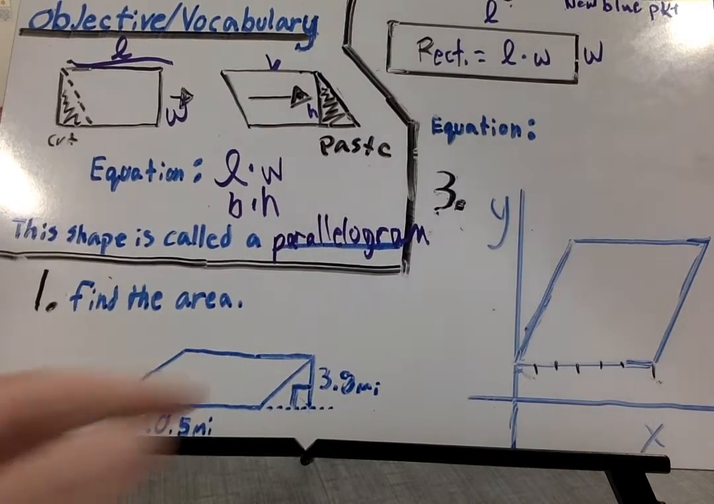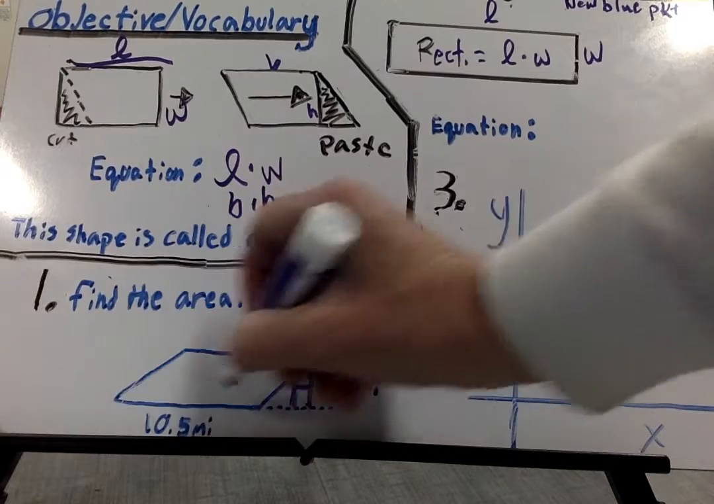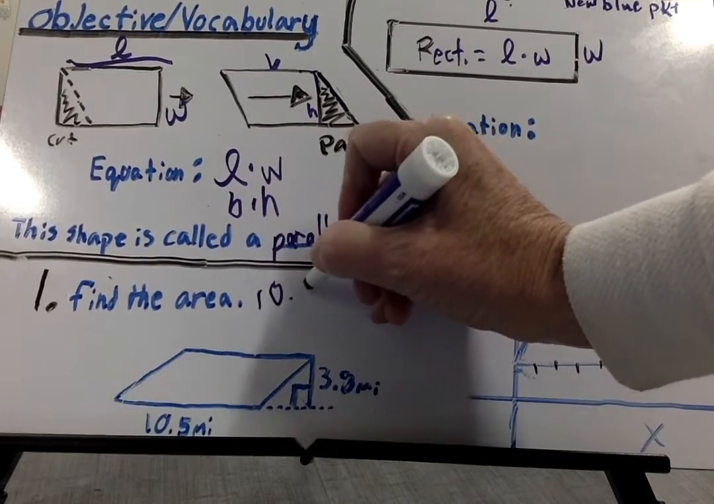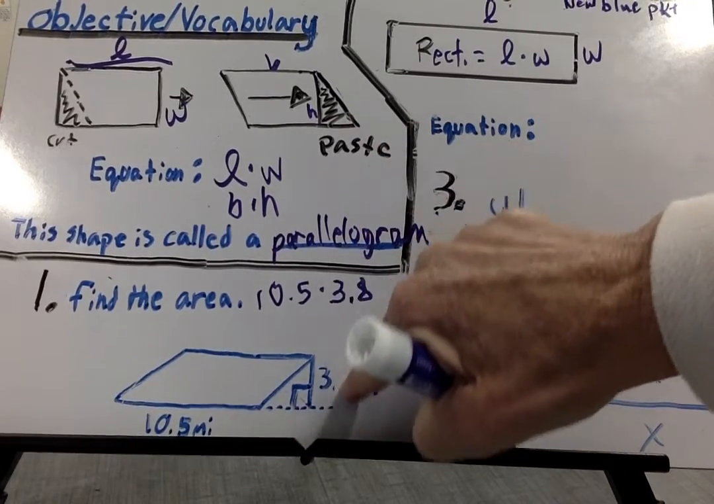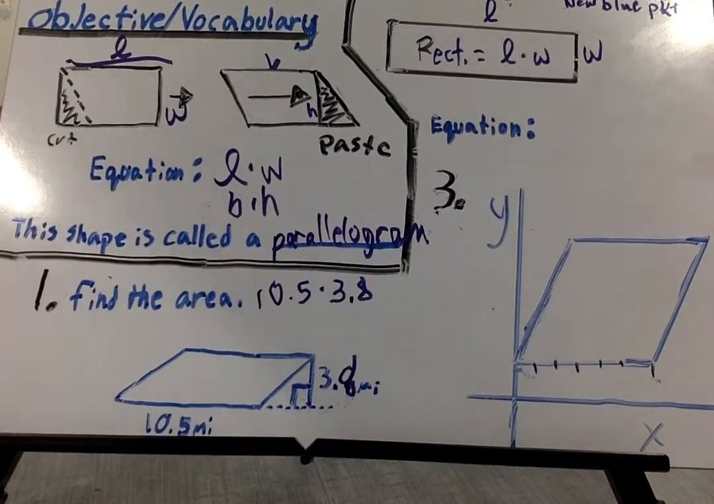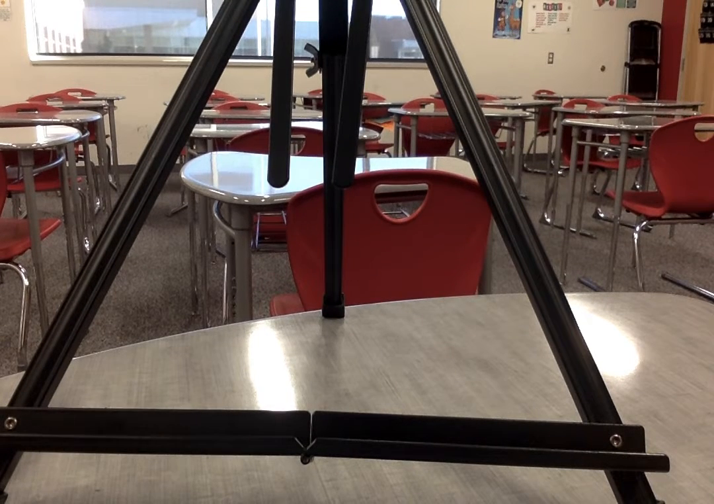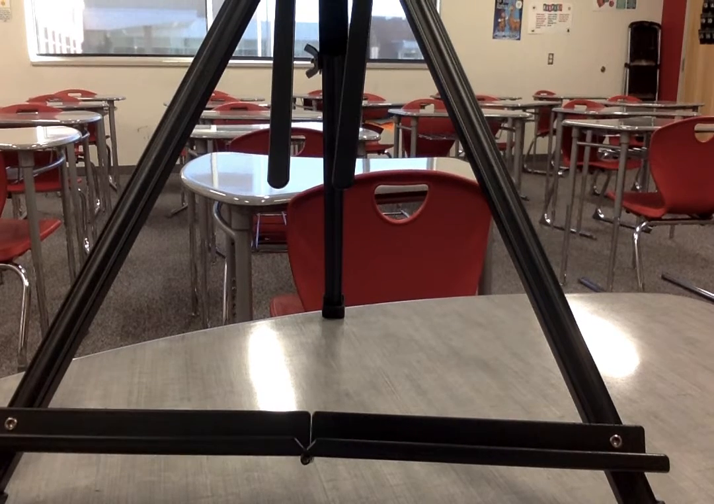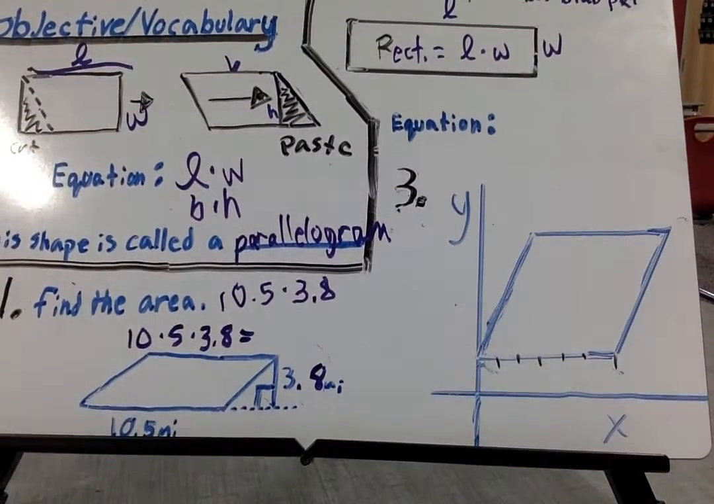So our first one down here, 10.5 miles, and this is 8 miles. Now we need to find the area, so all we have to do is the length, 10.5, times the height, 3.8. So you take your handy dandy calculator. It's awkward for me to write, so that's kind of hard. In fact, let me change it here. Let me grab a calculator. And when we go 10.5 times 3.8, I rewrote it right there.